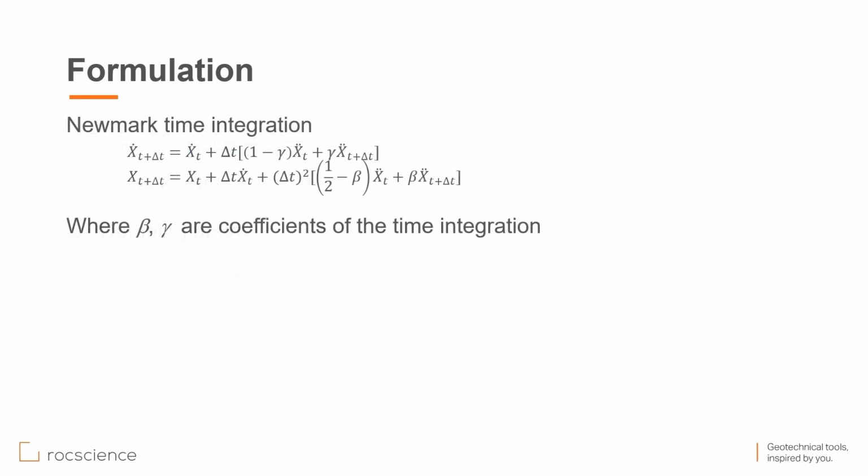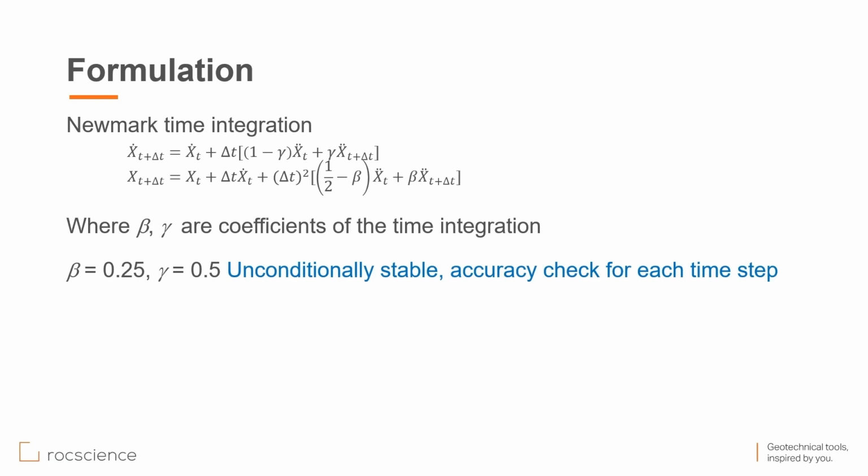We use Newmark time integration for RS2 and RS3. And we use beta equal to 0.25 and gamma equal to 0.5. And using these parameters, the simulation will be unconditionally stable. You can select any time step as possible. However, the time step is still controlled by the accuracy check of the program.